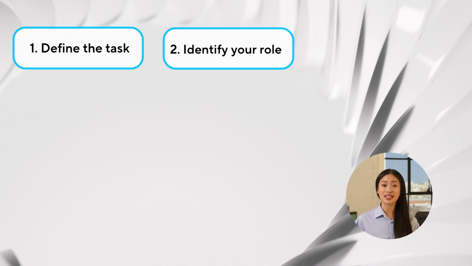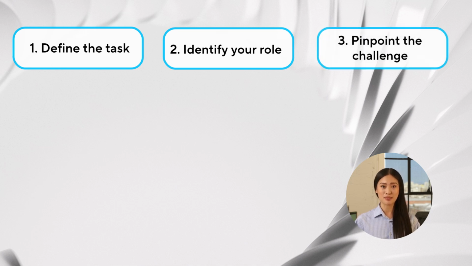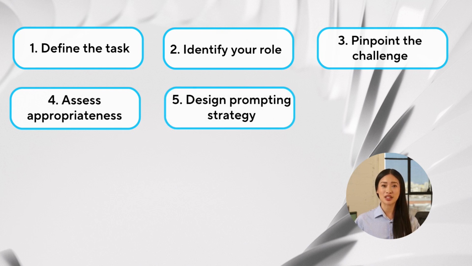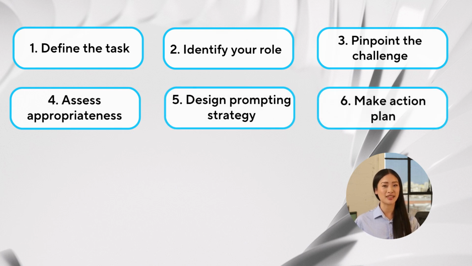Here's a 10-step workflow that you can use for every writing task. First, identify and define exactly what you need to produce. Think about your role as the author and AI as an assistant. Pinpoint the specific difficulty you're facing right now. Think carefully whether using AI here will actually help you learn. Plan a precise prompting strategy with clear constraints, tone, and criteria. Decide in advance how you will use the AI's output.